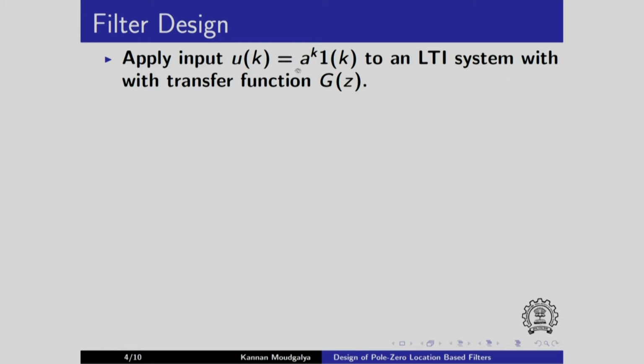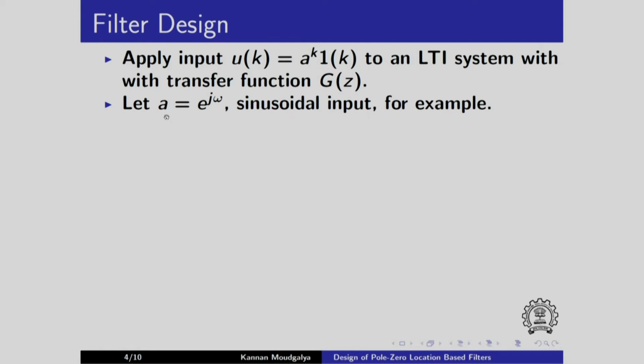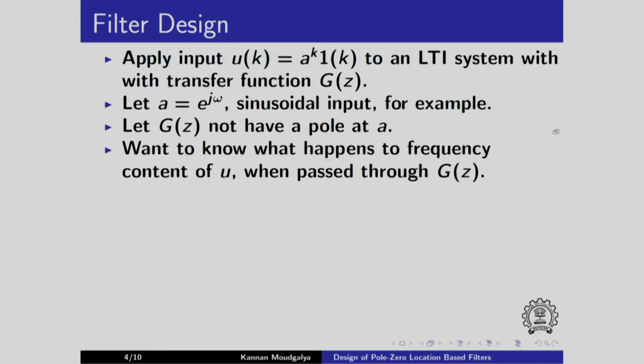Apply the input u of k equals a power k into 1 of k, where 1 of k denotes unit step, to an LTI system whose transfer function is g of z. Suppose that we choose a equals exponential j omega, then this is equal to cos omega plus j sin omega, and hence this is equivalent to giving a sinusoidal input to this system. Suppose that g of z does not have a pole at a. We want to know what happens to this frequency content when passed through g.